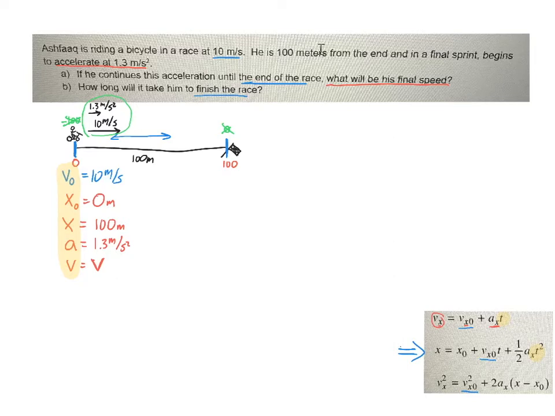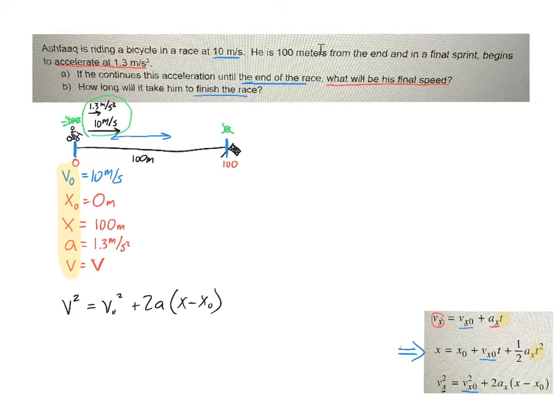Neither of those really is going to help me out right now because I don't care about time. I don't have time and I don't need time. So I'm going to choose an equation that doesn't have it, which is going to be in this list, the last one. So we're going to go final velocity squared equals the initial velocity squared plus 2 times the acceleration times x minus x naught. And that's the equation we're going to use.